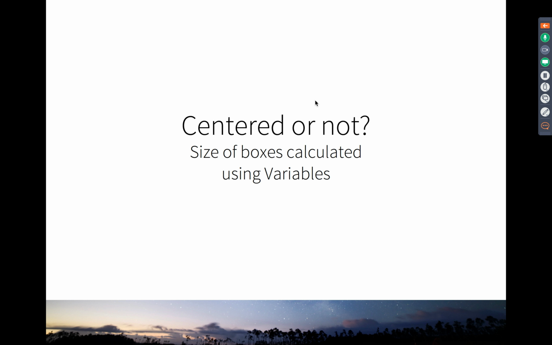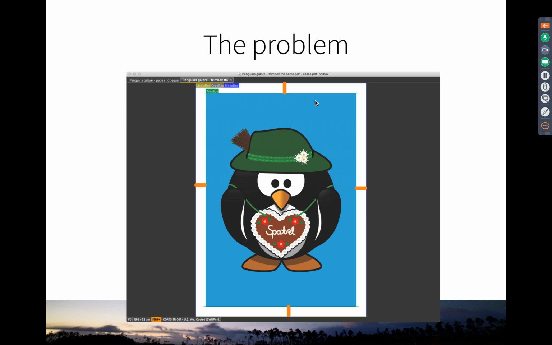Centered or not. The size of boxes calculated using variables. So this was a case which came actually really also from the support queue, and it was about a file similar to this one, which you see. It has the trim box somewhere in the middle and around some kind of margin. As you may see, the margin at the top and the bottom is slightly bigger than on the left and on the right.